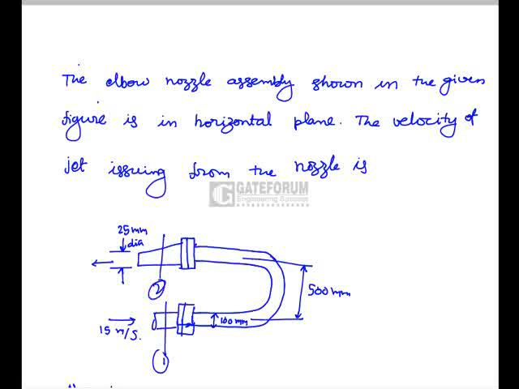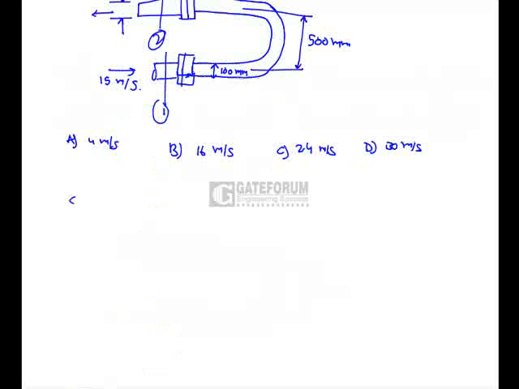Now apply the continuity equation between 1 and 2. The continuity equation is nothing but AV equals constant, A1 V1 equals A2 V2. That is, the mass flow rate is always constant between any two sections in a pipe flow. Here it is an incompressible flow, so rho is constant, which is why we take AV equal to constant, that is A1 V1 equals A2 V2.